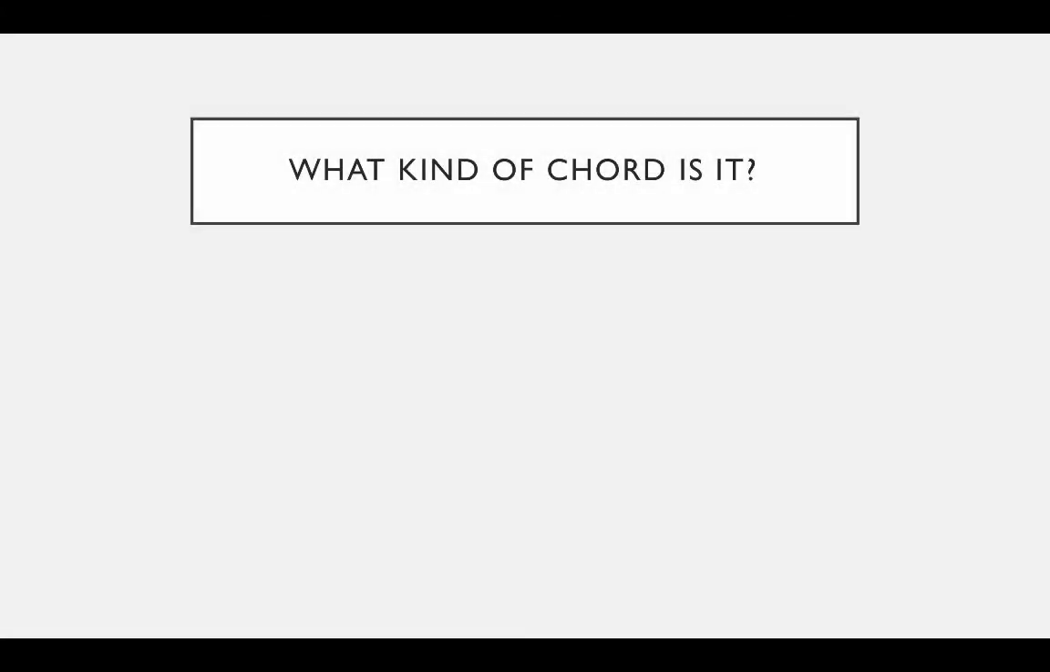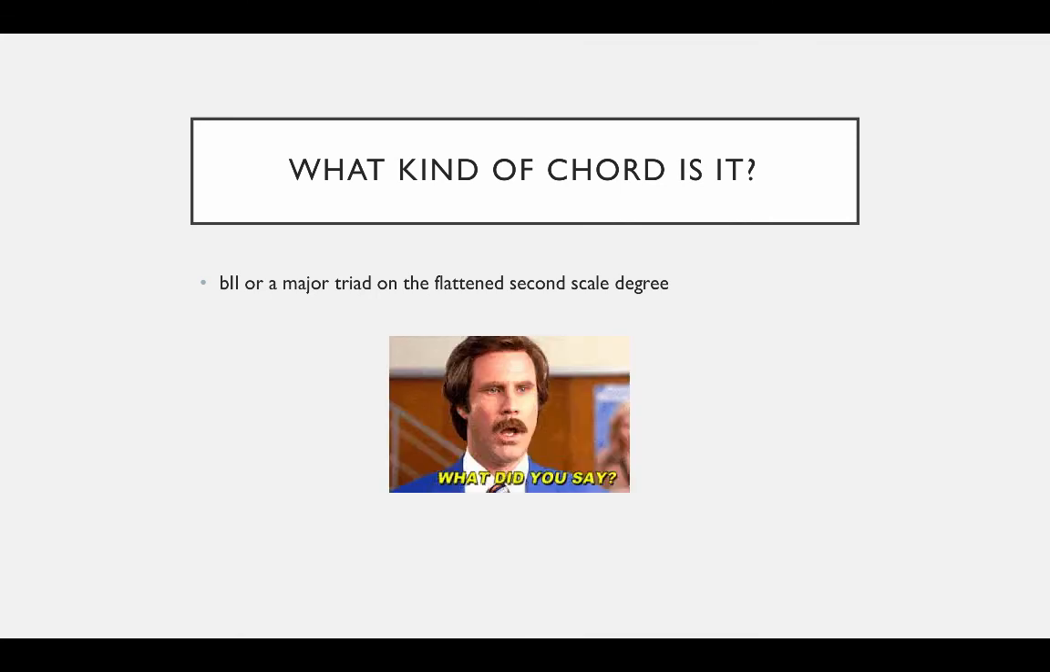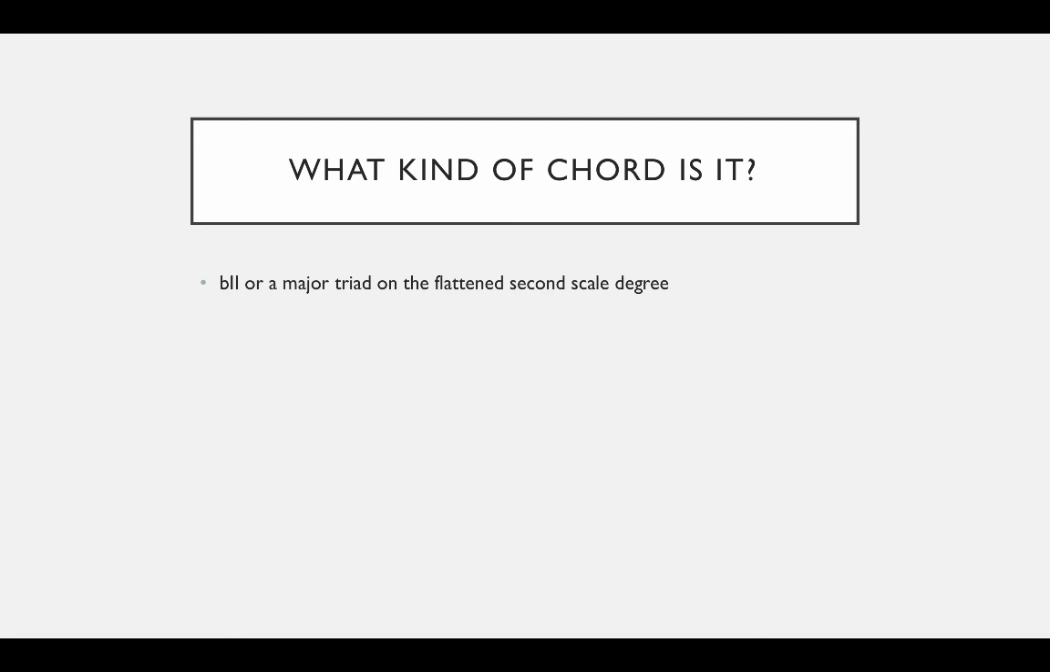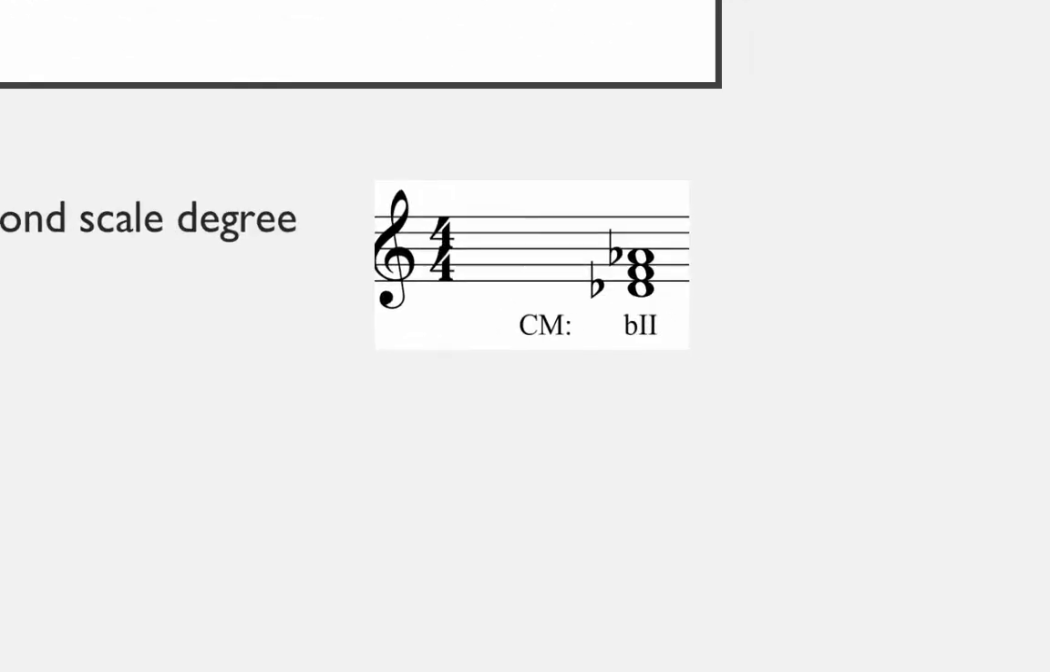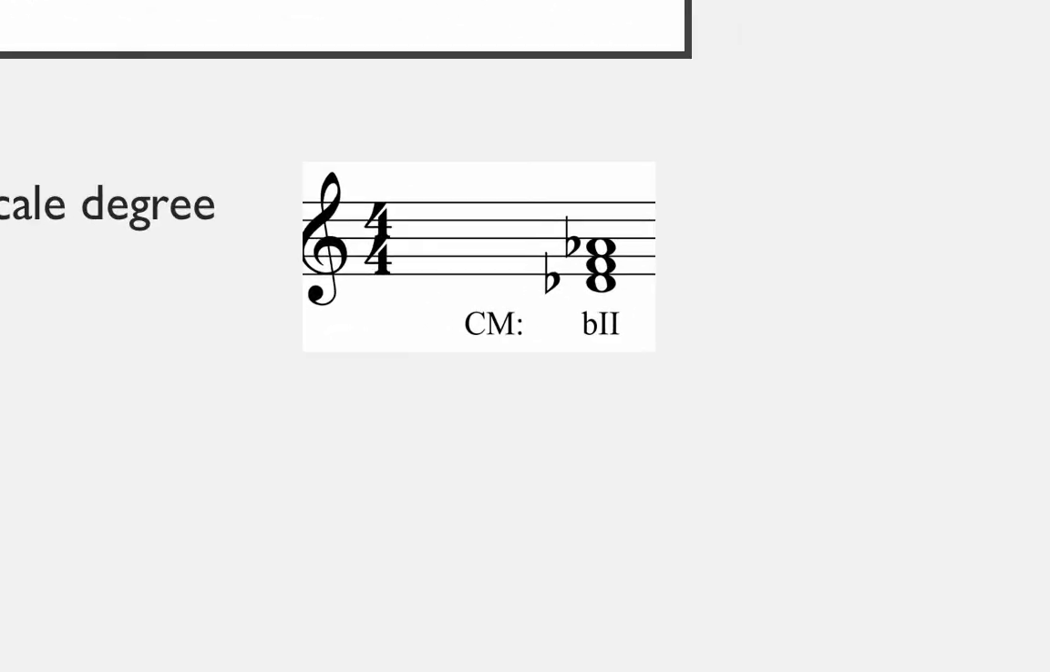What kind of chord is it? Well, it's a major flat 2 chord. What? Well, it's a major triad that is built on the flattened second scale degree. Let's look at it. In the key of C major, 2 is usually going to be D natural. The Neapolitan chord, however, will be built on a flat second scale degree, D flat. And the quality has to be major, so that's D flat, F, A flat.